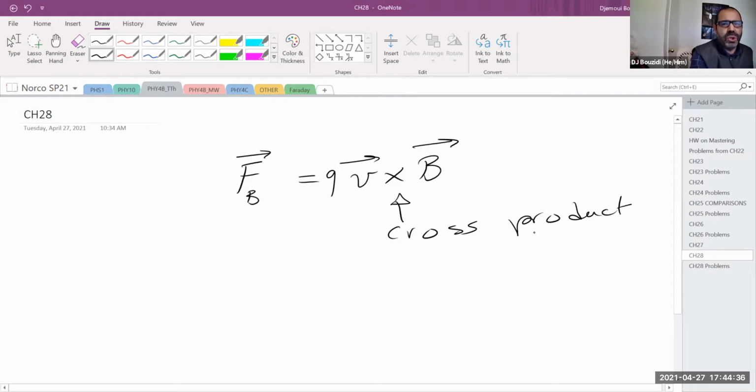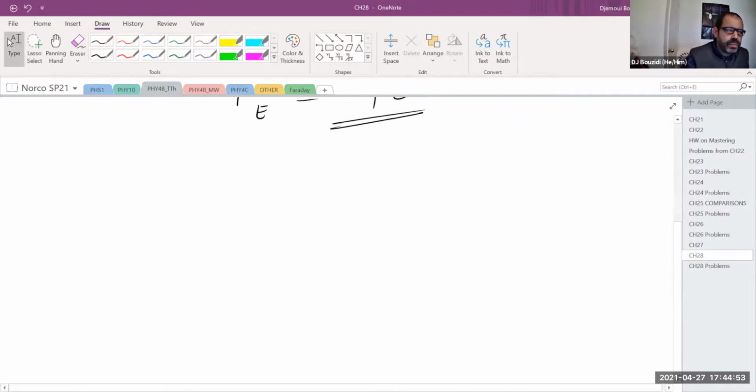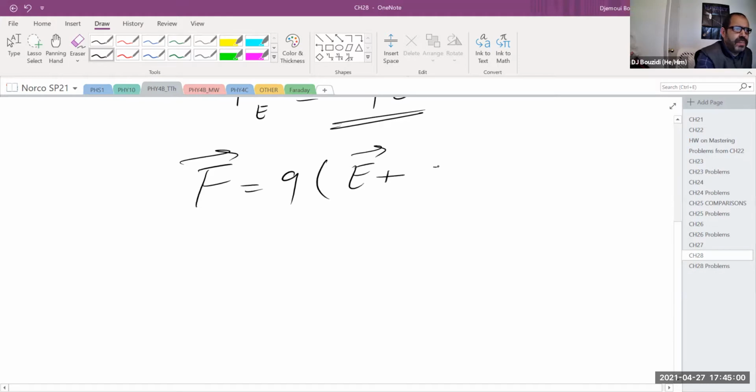If a charge happens to be also in an electric field, it's subject to the electric part of it, an electrostatic field, which is simply QE. So in a sense, this is actually easier than this one because of that cross product. So in general, a charge can be subject to both forces. A charge Q, if it happened to be in an electric field, is subject to this force, but if it happened to also move inside the magnetic field, it's subject to this one. So this one has a name. It's called the Lorentz force.